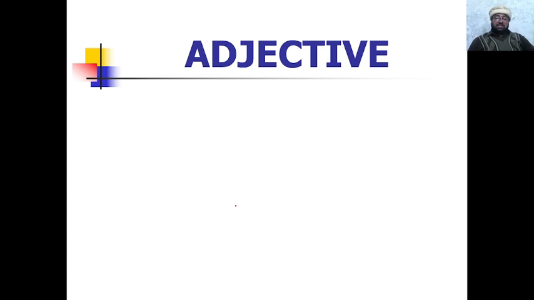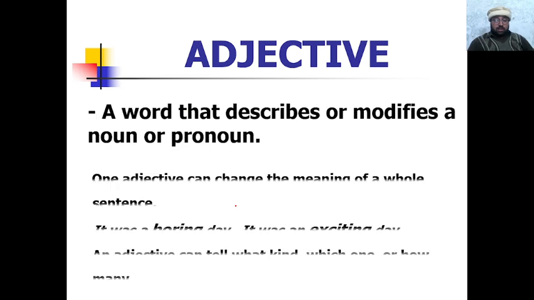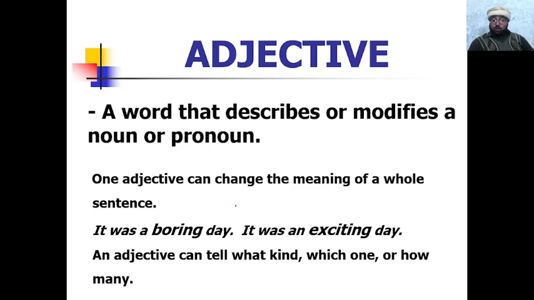Then we have adjectives. Adjective is the sort of a servant of these nouns and pronouns, and they modify nouns and pronouns. It is a word that describes or modifies a noun or a pronoun. One adjective can change the meaning of a whole sentence. Supposedly, we say it was a boring day, and then we say it was an exciting day.